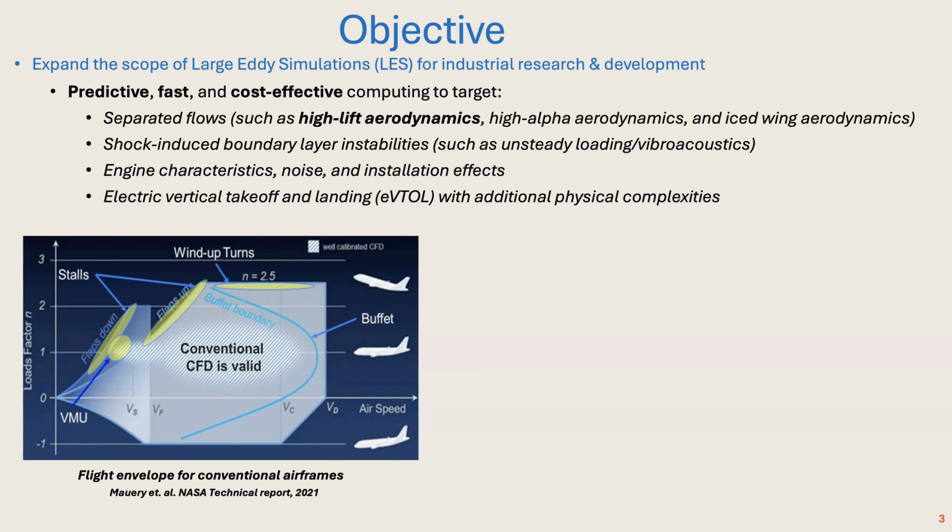We also have strong presence in some cases with shock-induced boundary layer instabilities, which could be rockets, hammerhead type, or the shock-boundary layer interaction on the wing. There is also a strong need for LES on engine characteristics, noise, and installation effects, as well as electric vertical takeoff and landing, eVTOL. It requires this type of simulation to get the aeroacoustics prediction.